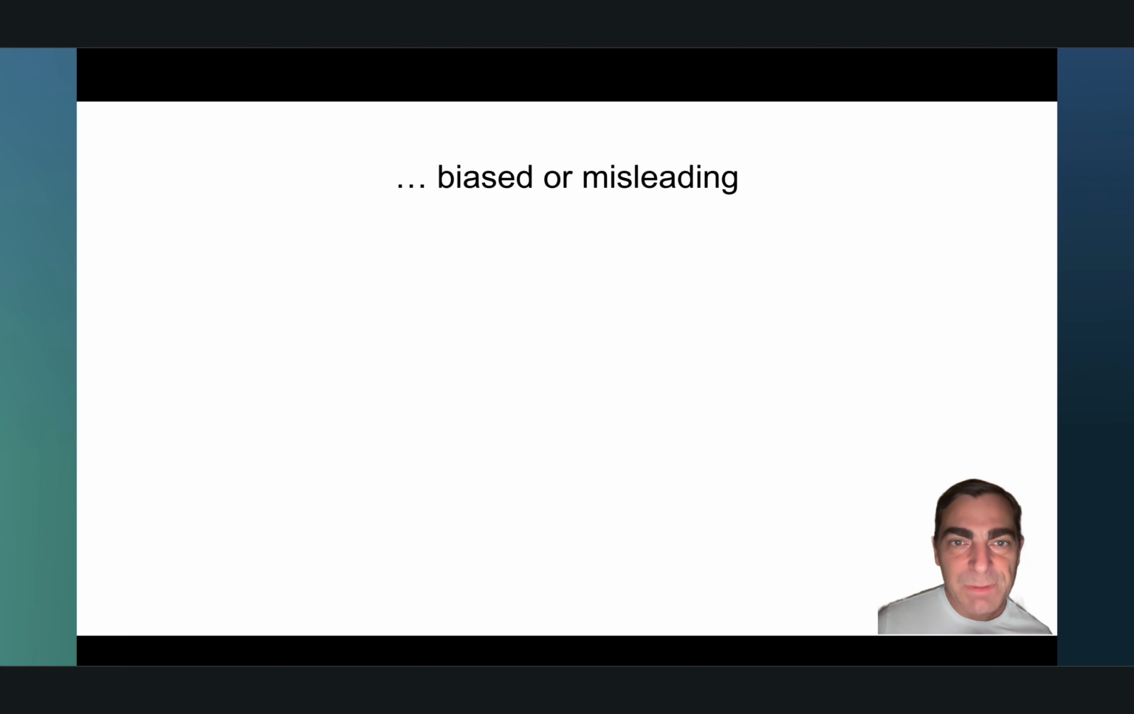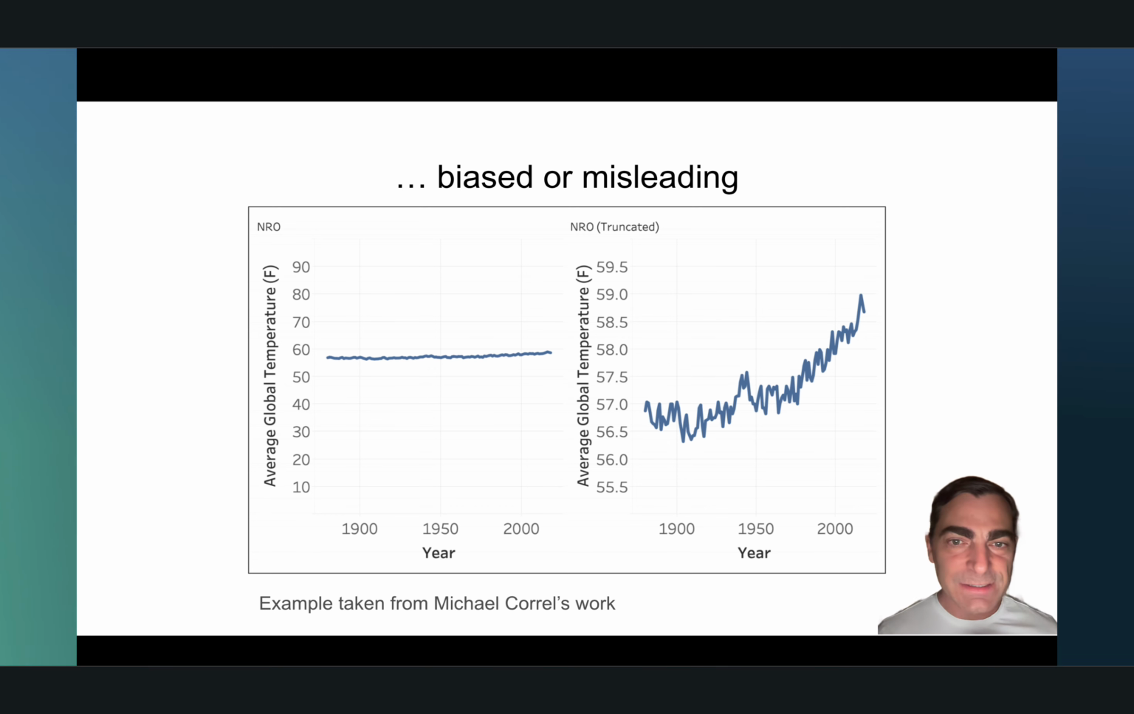But it can also be biased or misleading. Here I have a second example, again coming from climate. This is an example that I took from my colleague Michael Correll. This is exactly the same information, average global temperature over time. And the only thing that changes between the graph on the left and the one on the right is whether the vertical axis is truncated or not.